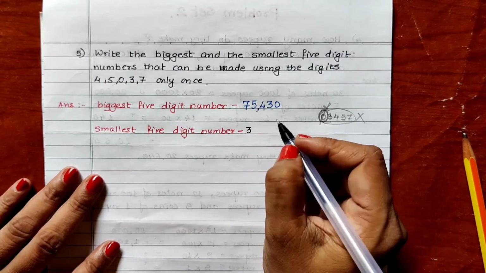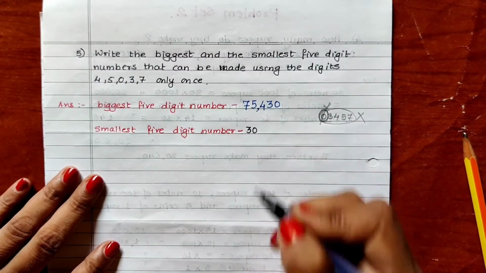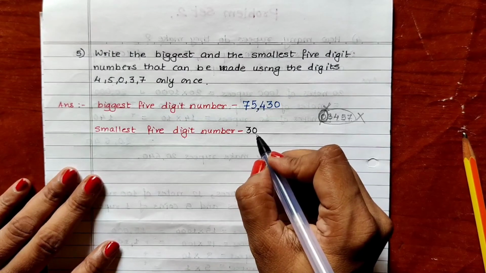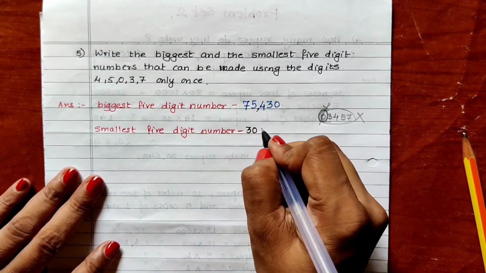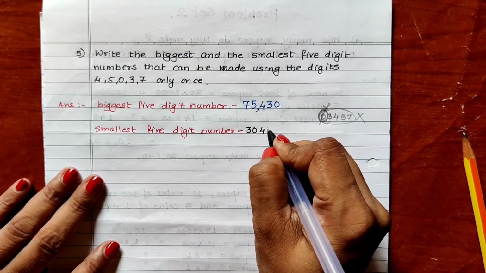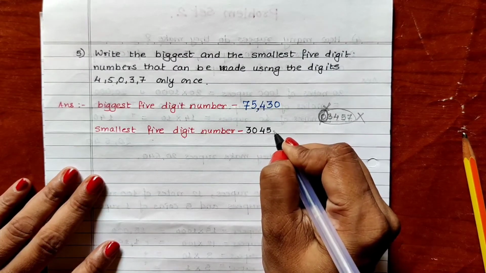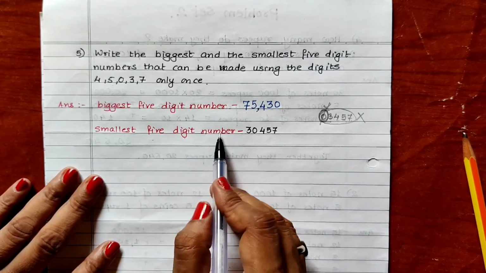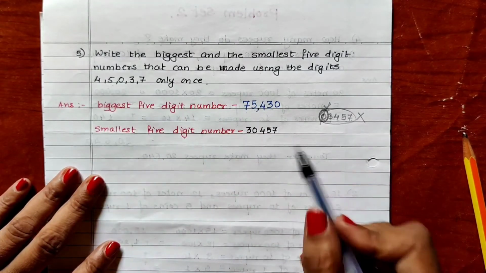And after 3 now we can put 0. Then the bigger number than 3 and 0 is 4. Then bigger than 4 is 5. And the biggest number is 7. So in this way we have got the smallest 5-digit number using these digits.